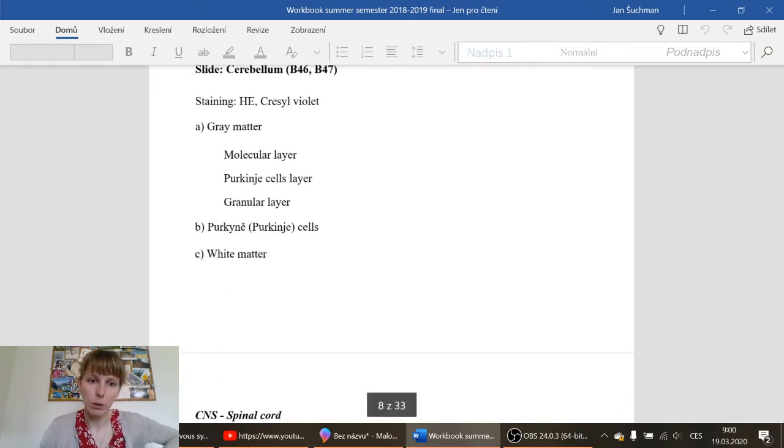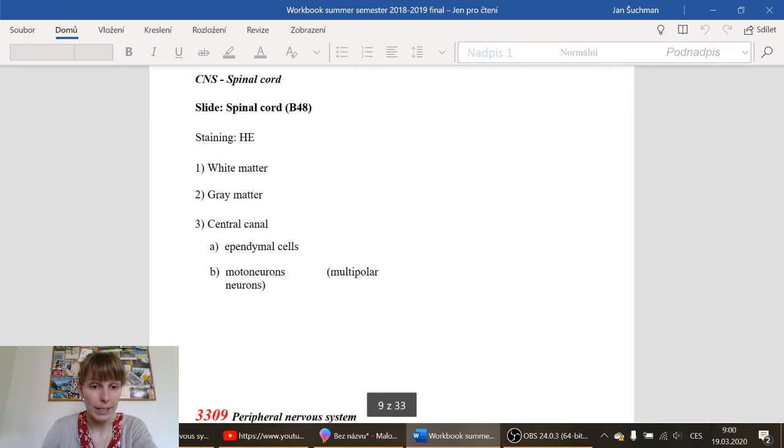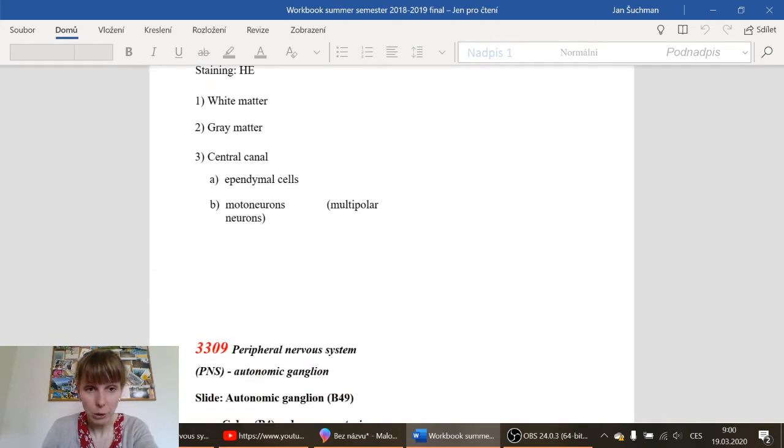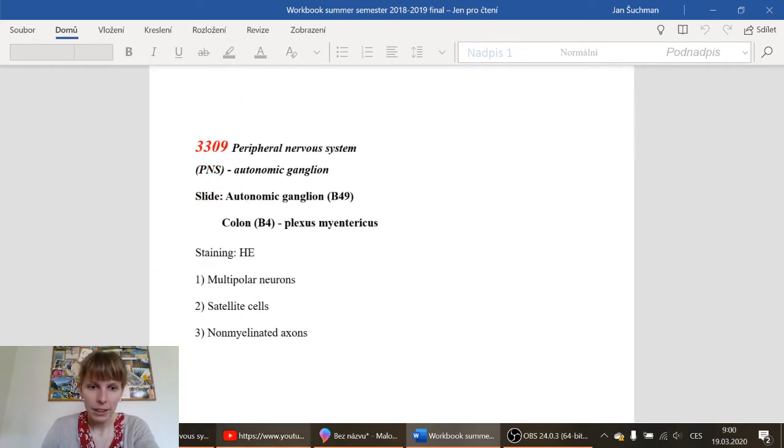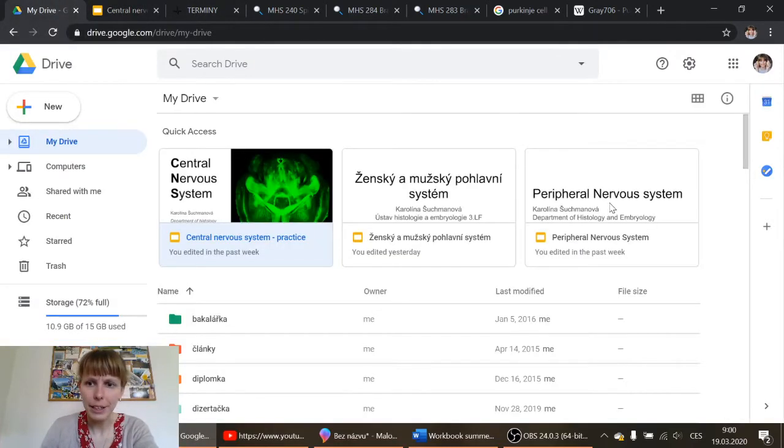We covered all the layers, and in the spinal cord we looked at the white matter, gray matter, and the central canal, and we saw the motoneurons inside the anterior horns, the huge multipolar neurons sitting there. So now we can move on to the peripheral nervous system, which will be shorter, I think.